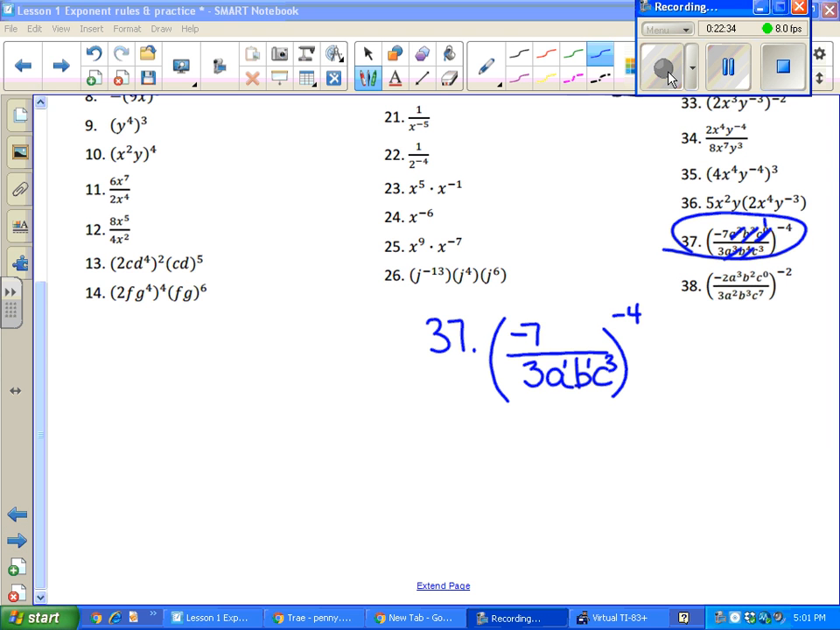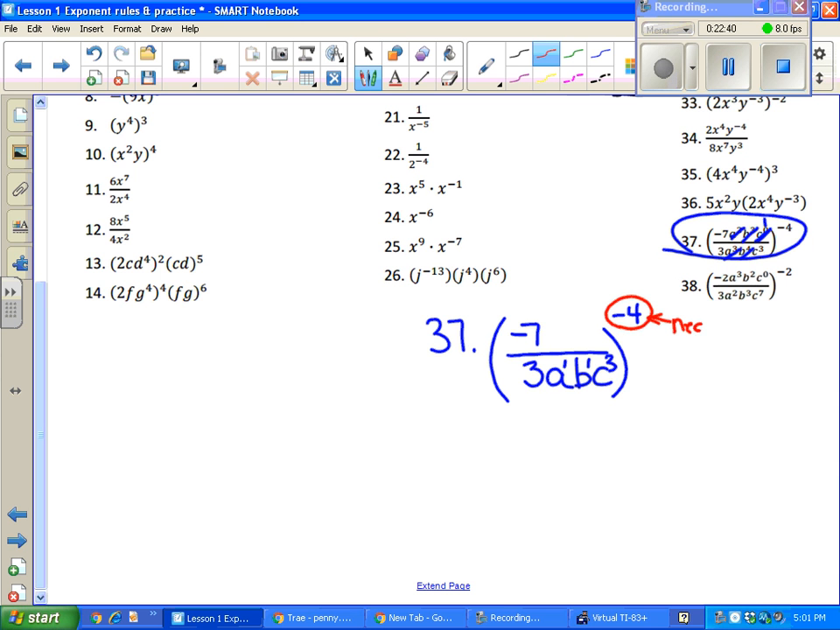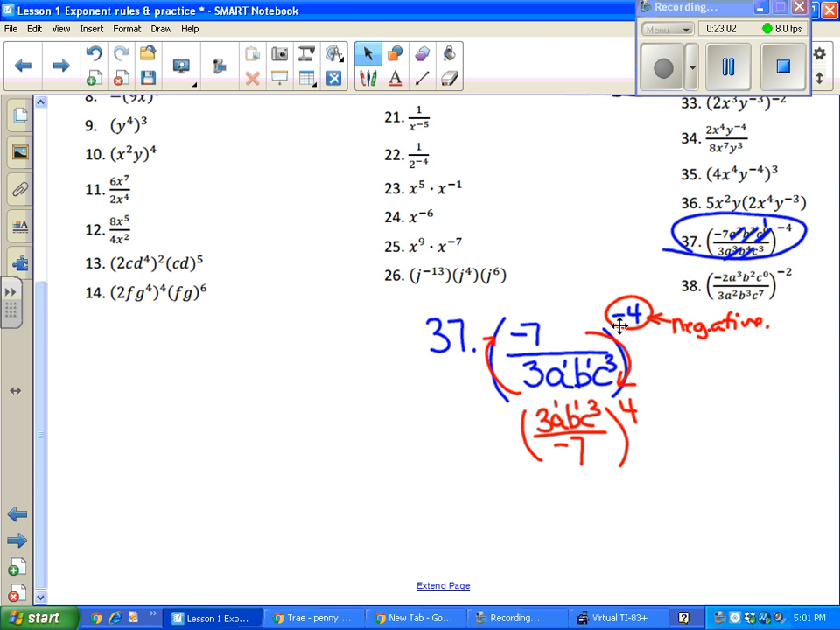To finish, I can actually now use that property about getting rid of the negative exponents. So I'm going to try to get rid of the negative exponents next. The property said that if you take what was on the bottom and bring it to the top, and take what's on the top and bring it to the bottom, then you can change it to a positive exponent. So let's do that. So 3abc to the 3rd over negative 7. I don't change anything. Those have 1 exponents, but it does become a positive 4 on the outside.